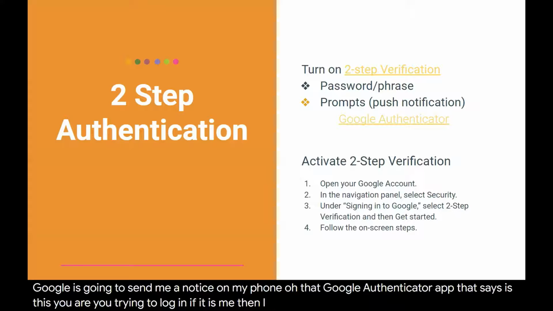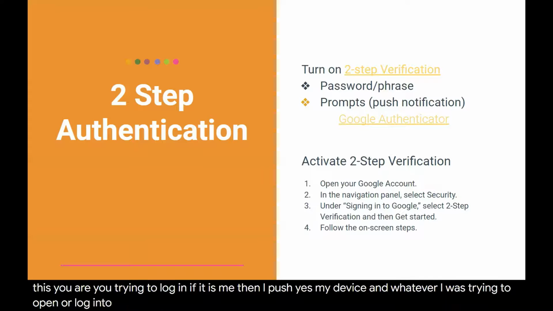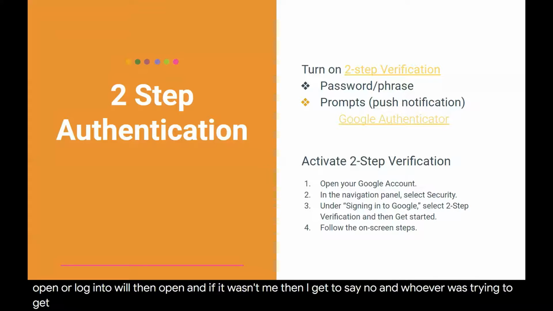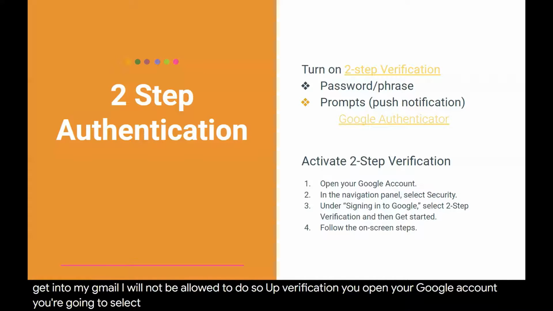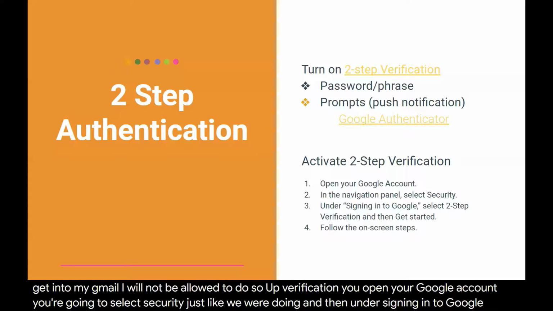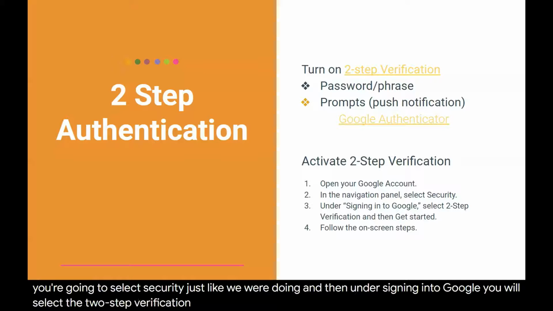If it is me, then I push yes on my device, and whatever I was trying to open or log into will then open. And if it wasn't me, then I get to say no, and whoever was trying to get into my Gmail will not be allowed to do so. To activate that two-step verification, you open your Google account. You're going to select security, just like we were doing. And then under signing into Google, you will select the two-step verification and follow those on-screen steps to get started.